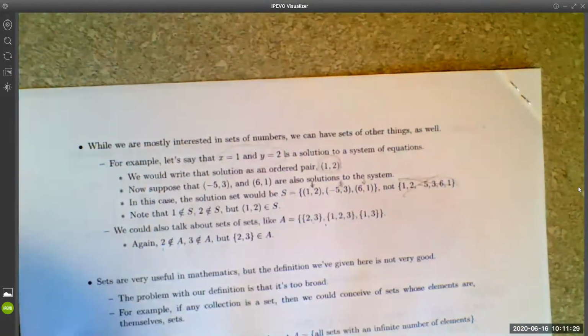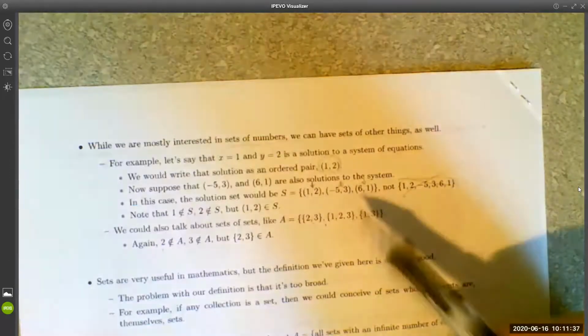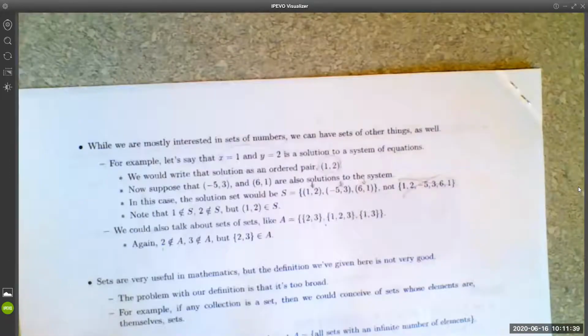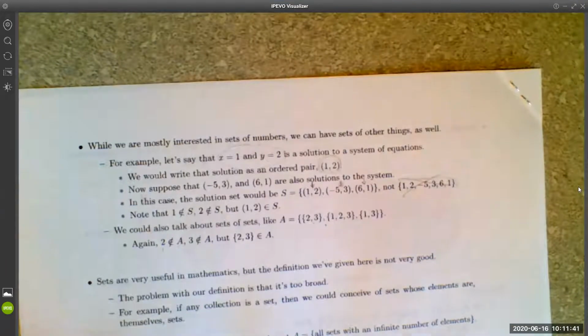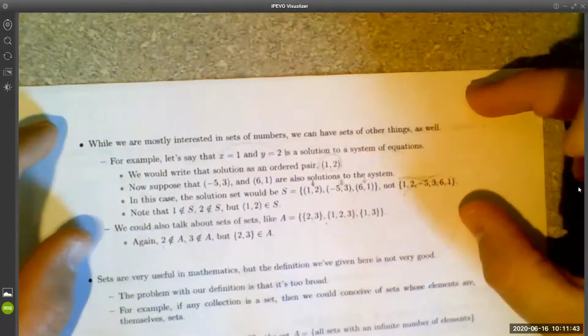So just be aware of that, right? Not all of the sets that we are going to talk about in this class are sets of real numbers. Some of the sets that we talk about are sets of ordered pairs, right? Or sets of sets. So that's the last bit of information.